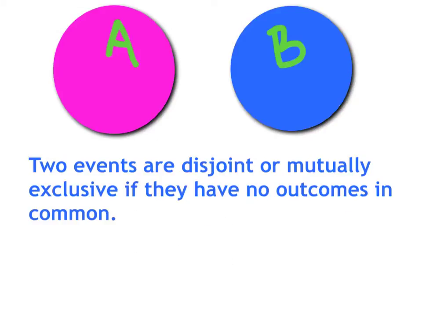And if we have events that don't have any overlap, we call those disjoint or mutually exclusive. So those are important vocabulary words. Disjoint or mutually exclusive. If they have no outcomes in common, there is no overlap. For example, if all of the A's were girls and all of the B's were the boys, we don't have anybody here who is both a girl and a boy at the same time, so we have no overlap.